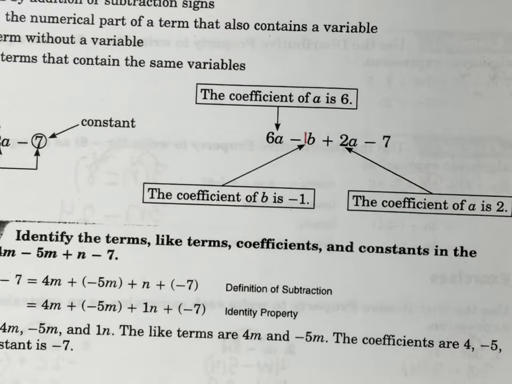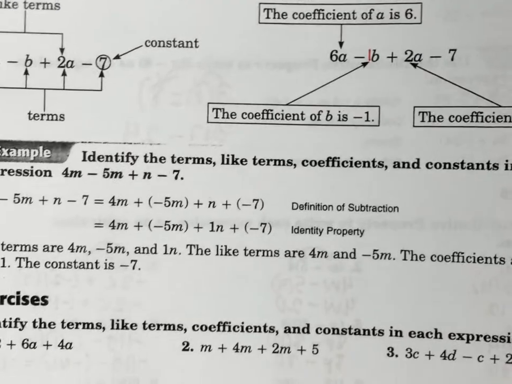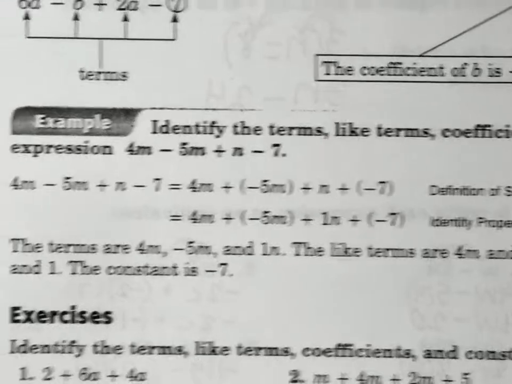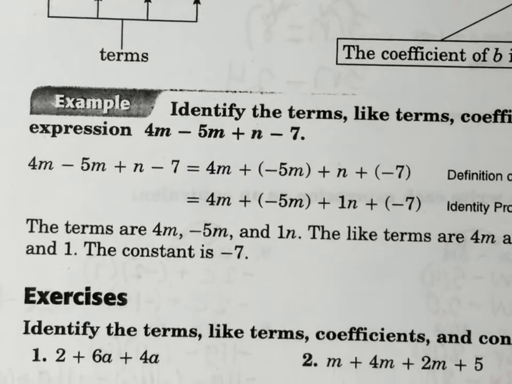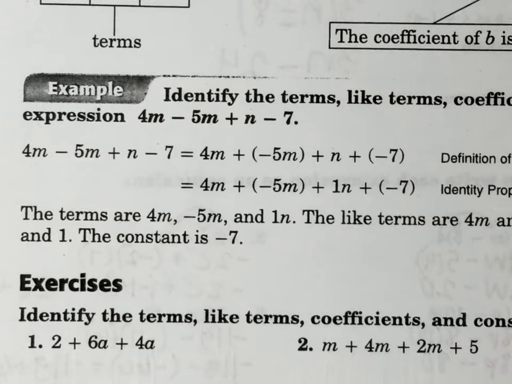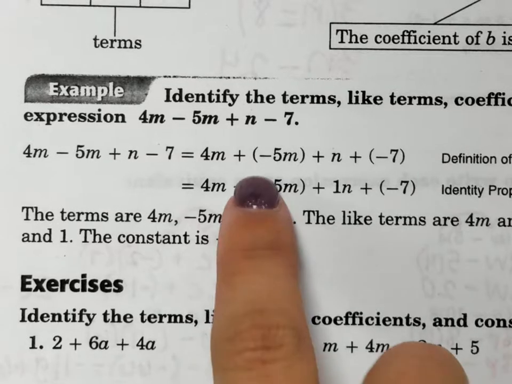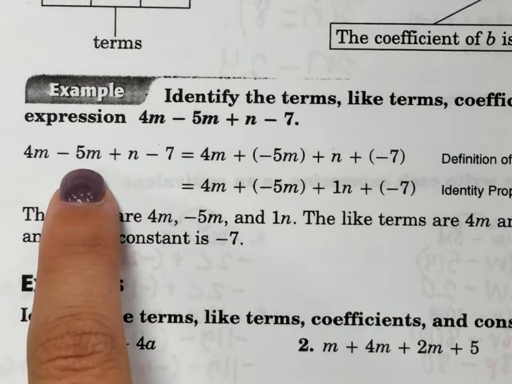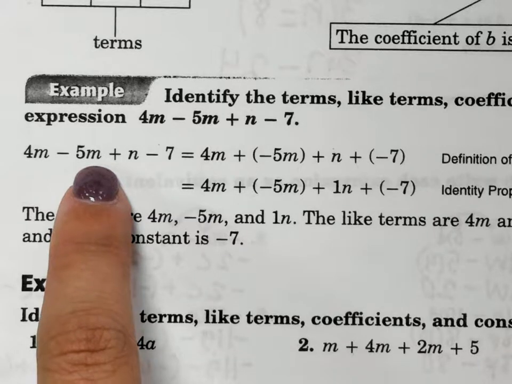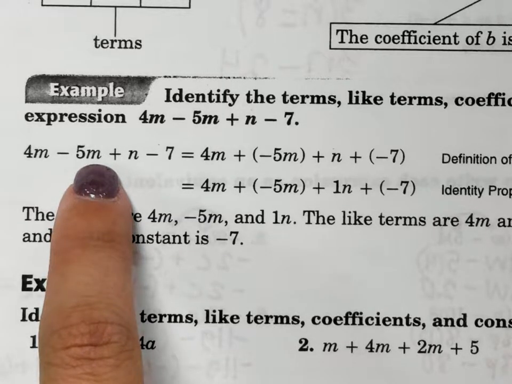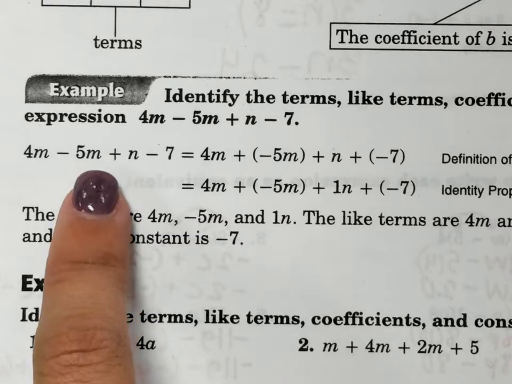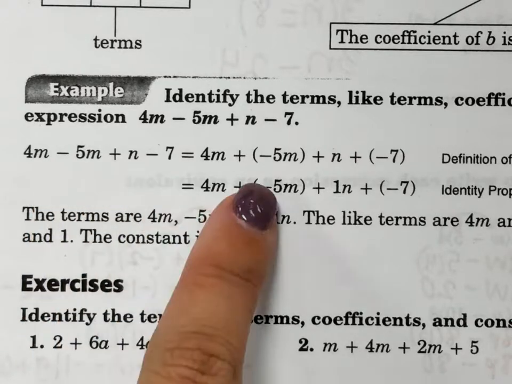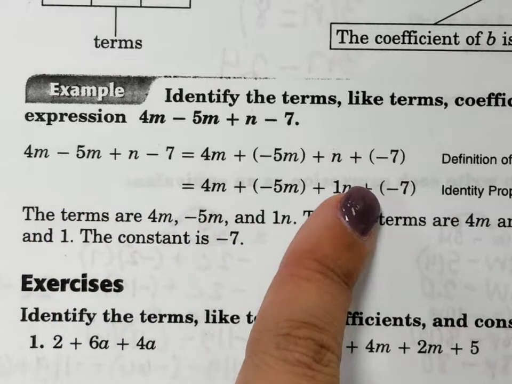Okay. Let's look at this example. We've got 4m minus 5m plus n minus 7. So the first thing we're doing is changing this whole subtraction problem into an addition problem so that we don't confuse our coefficients. If I were to ask you what the coefficient of my 5m was, what would you think it is? My coefficient. 5, right? But it's actually negative 5 because that's a subtraction sign in the front. So that is exactly why we're going to change it all to addition problems so that we don't confuse it.